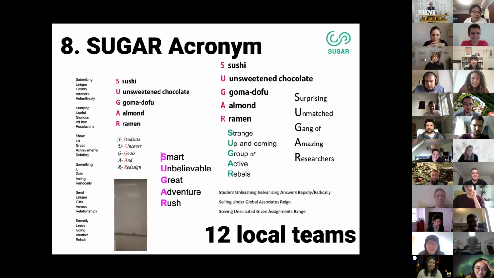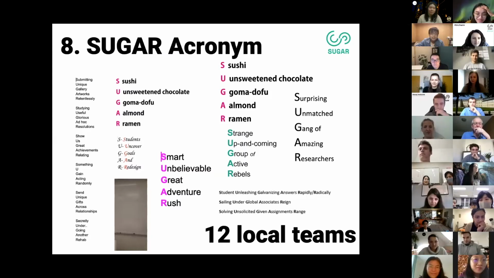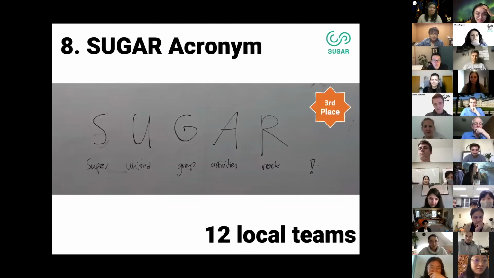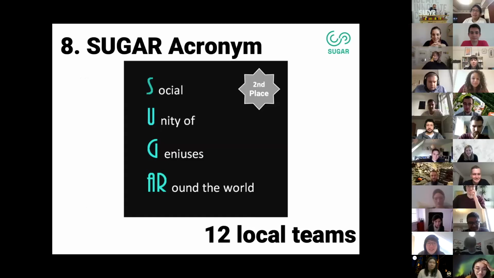The penultimate for the local challenge was the sugar acronym. Some teams just bombarded us with it, and somehow I made it into one of these. Oh, I ended up putting it twice, but sushi was the S. The top 3 are: Sugar, Super United Group Activities Rock. Yeah, okay, pretty good. Second place from Innosis Mannheim: Sugar, Social Unity of Geniuses Around the World.